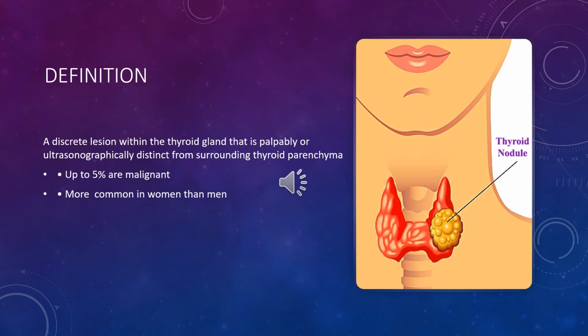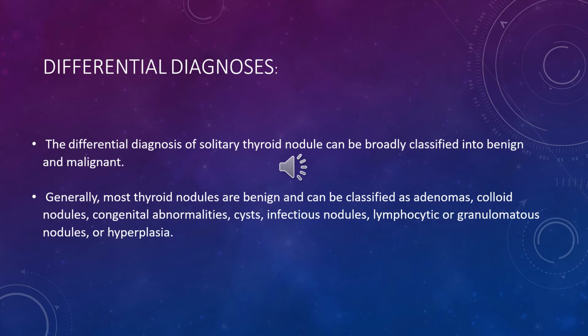ultrasonographically distinct from the surrounding thyroid tissue. There's a 5% chance that it becomes malignant, and it is more common in females than males. The differential diagnosis of the solitary thyroid nodule is either benign or malignant.